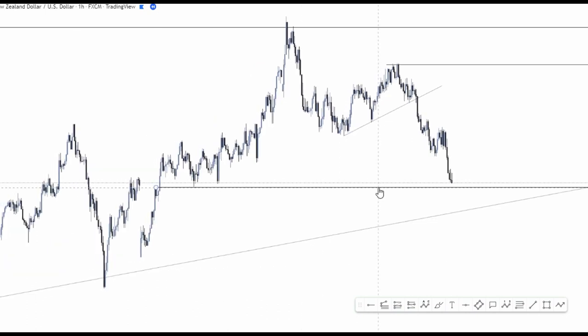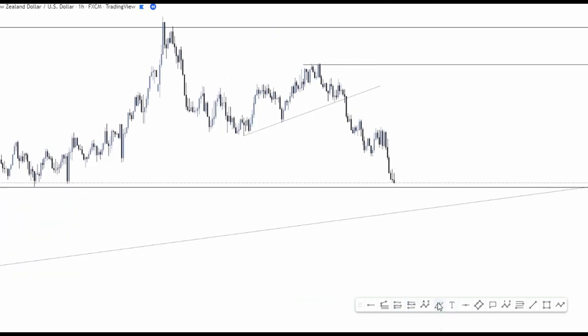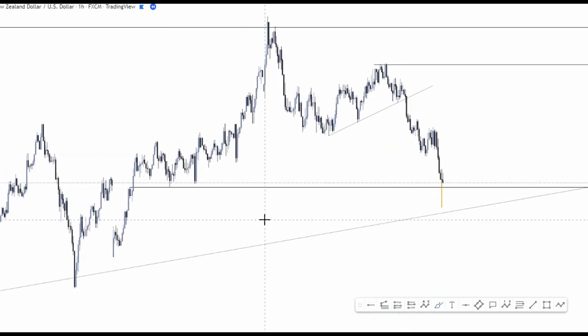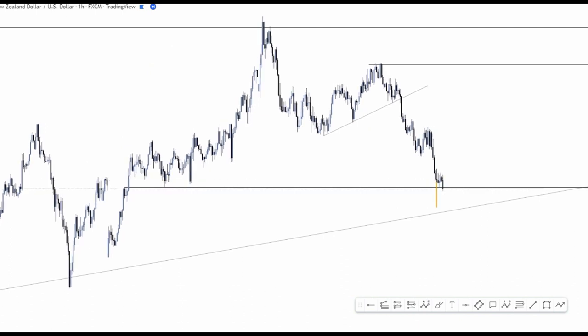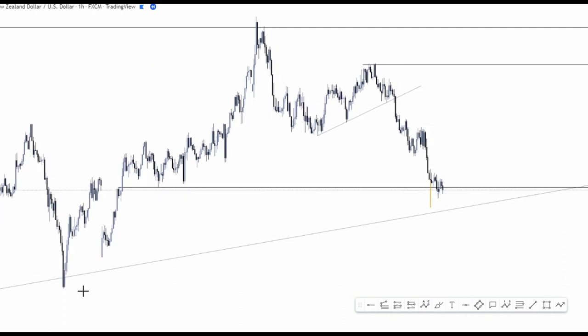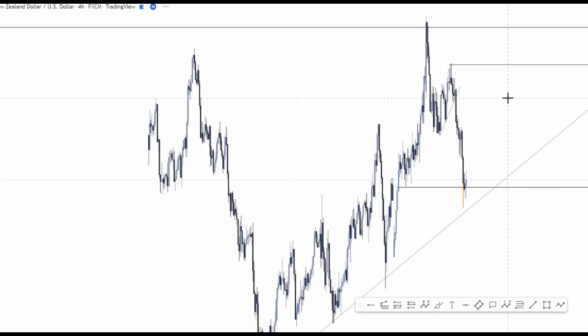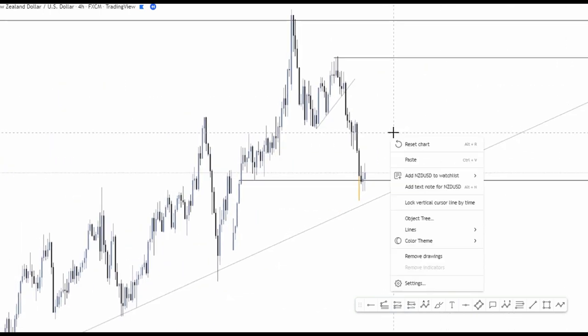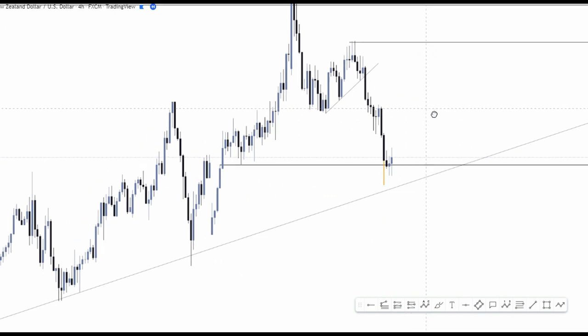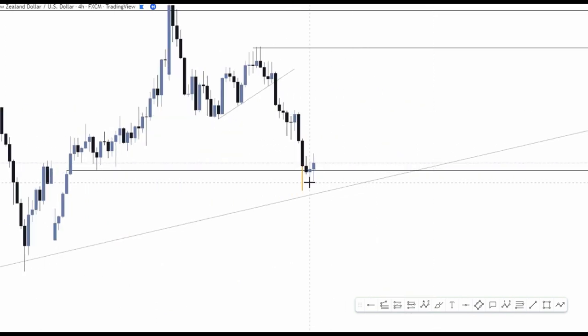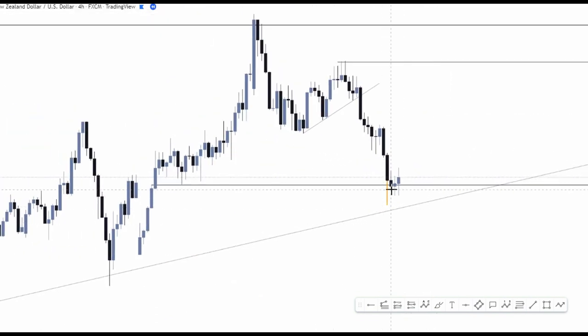Okay, now tayari tuko na hii price movement around here, so let's see vile ambavyo ita react and vile tunaweza fanya entry. Yeah, now price movement reacted there. Let's see a reversal candle, maybe kwenye time frame ni ile 4 hours. So let's see. Yeah, now kwenye 4 hours tumepata hii price action ambayo ni kama doji lakini ni rejection. Now let's see vile price ita react.